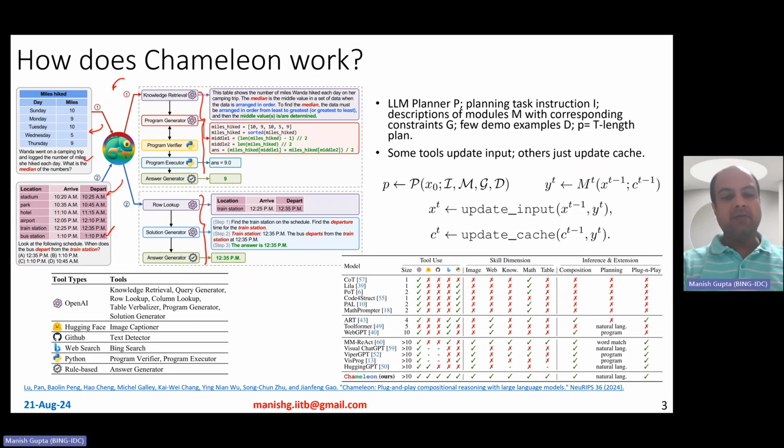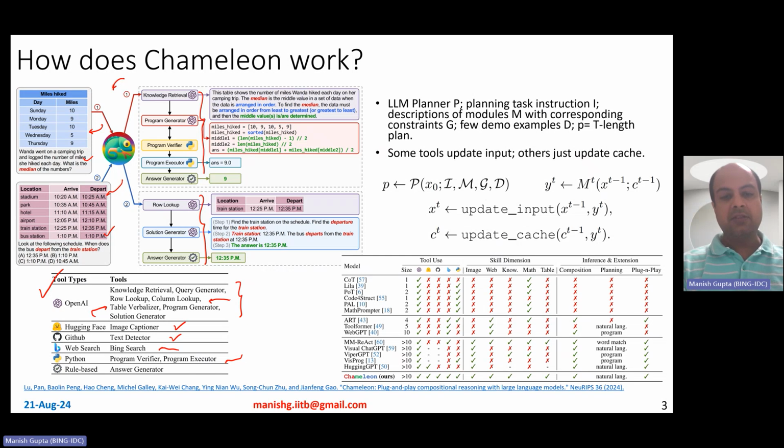Okay. The entire framework depends on these tools. So it supports several tools from OpenAI, which is knowledge retrieval, query generation, row lookup, column lookup, in case of tables, right? In case of tables, you need those. Table verbalizer. In case of tables, again, you need those, right? But then when it comes to other kinds of tools, Hugging Face, it uses image captioner. GitHub, it basically uses text detector. It's basically a GitHub OCR tool in that sense. For Bing Search, it basically, of course, uses the Bing Search API. For a program verifier and program executor, well, it basically uses Python.